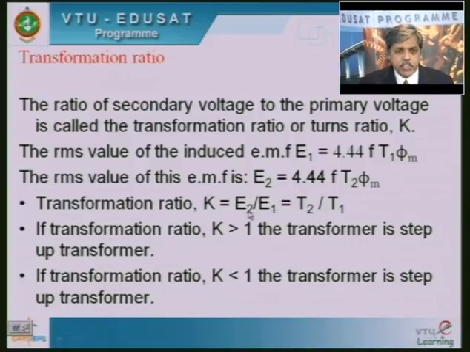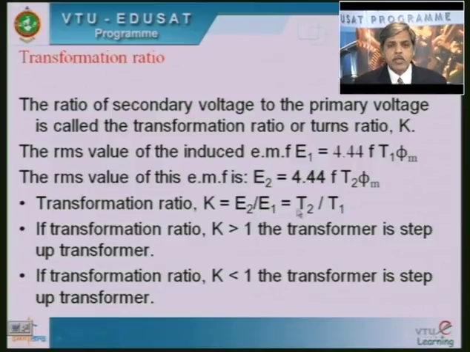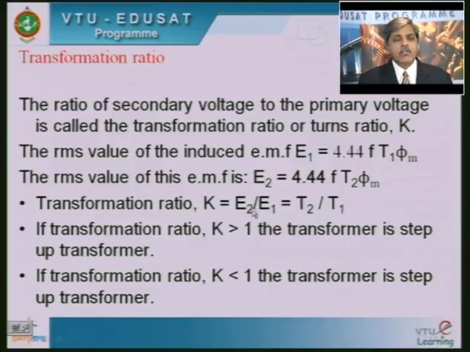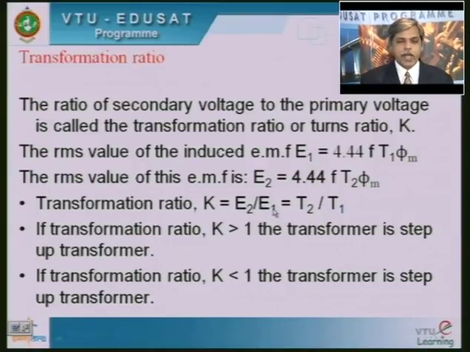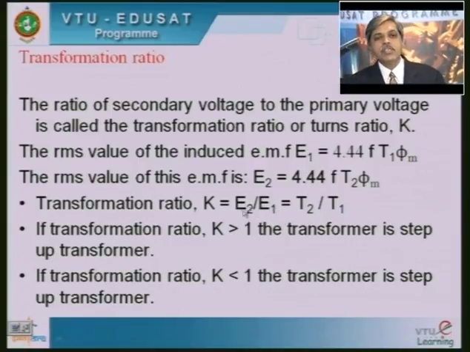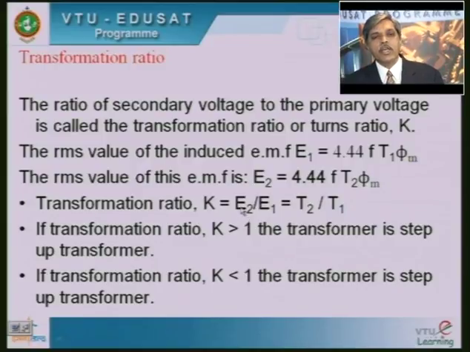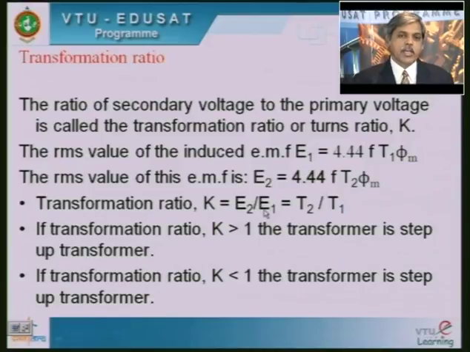Voltage ratio E2 by E1 is equal to T2 by T1. I have taken this as the induced voltage in the secondary to the induced voltage in the primary. I can also write this ratio in terms of the terminal voltage of the secondary V2 and the voltage applied to the primary V1. So, V2 by V1 is equal to T2 by T1 also we can write.